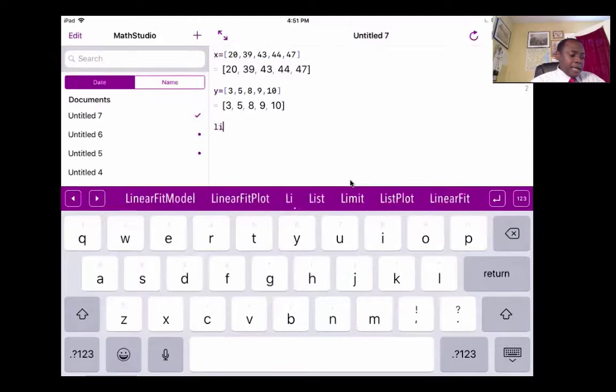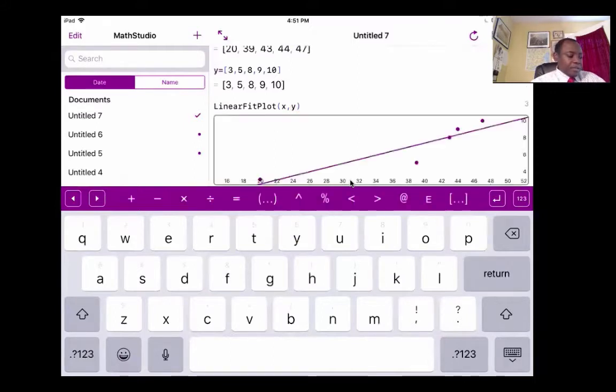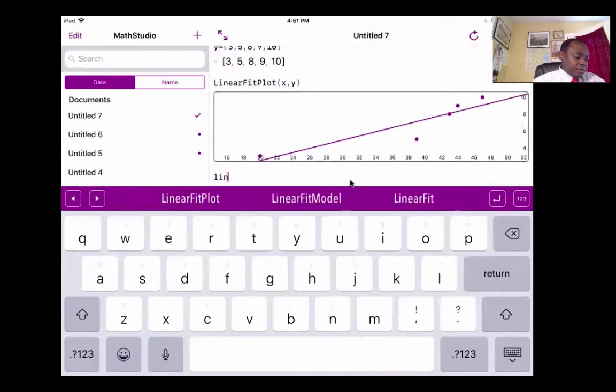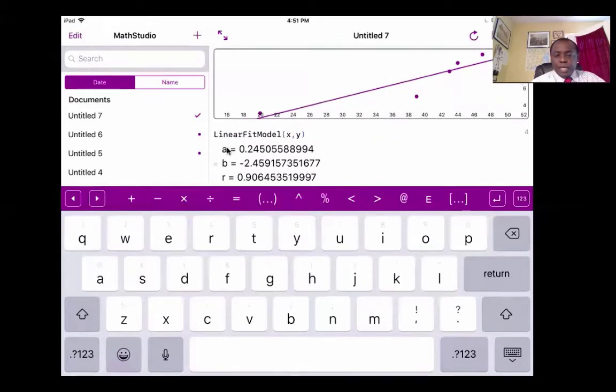And I take my linear fit. I select linear fit plot, and I want to get information involving the two data lists, x and y. I hit my return. Oh, I took plot. I should actually be taking fit model. Okay, no problem. So linear fit model, x comma y, and my slope is a, my y-intercept is b, and my correlation coefficient is 0.90645, and so on and so forth.